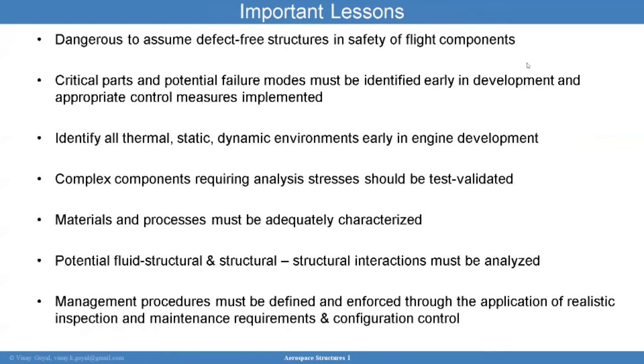So some important lessons learned, I think, are very important to pass along to the team, is that it's very dangerous to assume that you will have a defect-free structure when you're looking at the safety of flight components. You just cannot assume that everything is perfect because defects are bound to occur. Critical parts and potential failure modes must be identified early in the development program, because you want to put some controls to capture those failure modes.